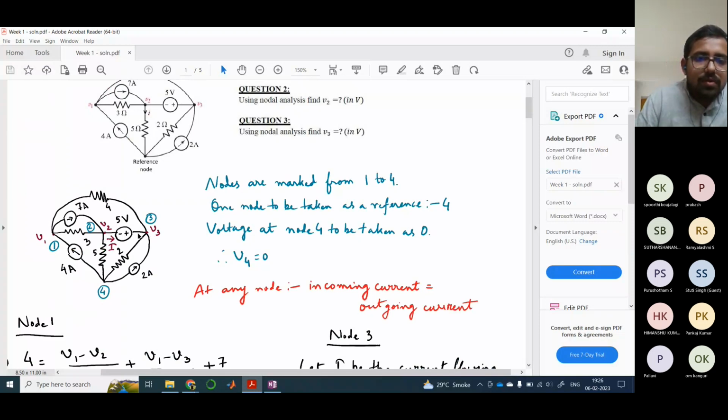So what would be V3? V3, the potential at node 3, would be nothing but the potential at node 2 plus this 5 volt source. So V3 equals V2 plus 5. Now you may ask, why not minus 5? It could have been V3 equals V2 minus 5. No, why not minus 5?